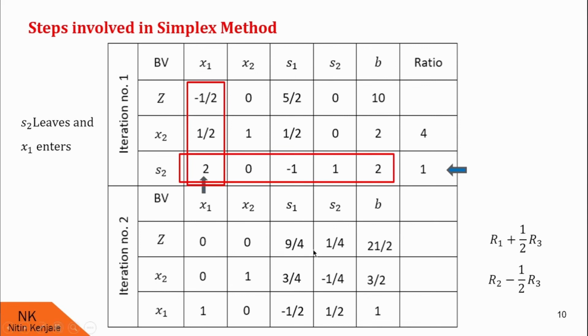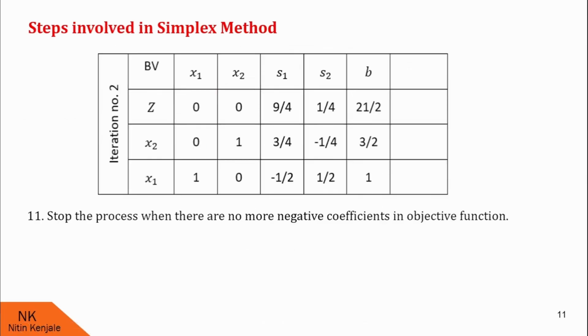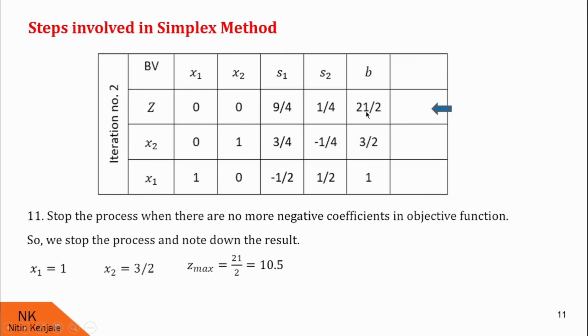Now here we see all the entries in Z row are positive. There is no negative element. So we have to stop the process. After stopping the process, we see the solution part. I see X1 takes value 1, X2 takes value 3 by 2, and the optimum value of Z is 21 by 2. This is the optimal solution of the given LPP obtained using the simplex method.